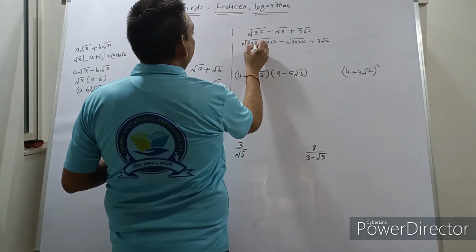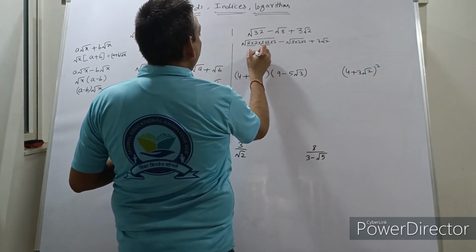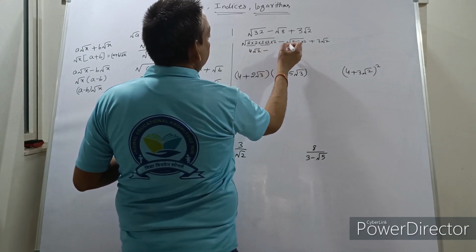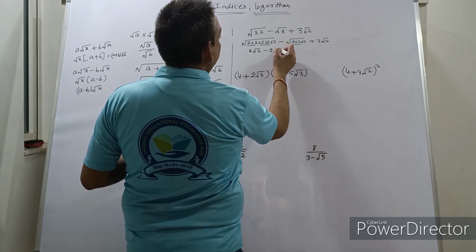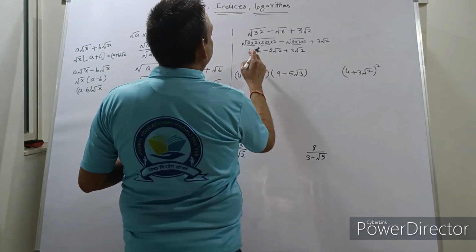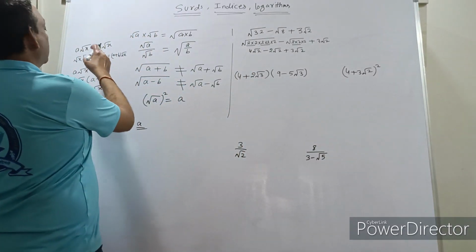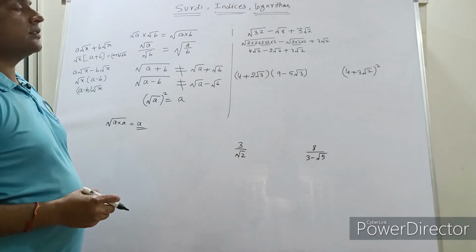Now we have to make a pair here. So we got 2 pairs of 2 into 2, 4. So 4 root 2 minus 2. So one pair will be outside. So 2 root 2, and this will be plus 3 root 2. So now all the bases are same, root 2, root 2, root 2. So we can add and subtract now.